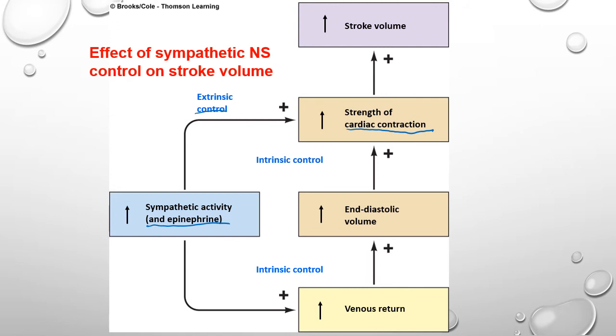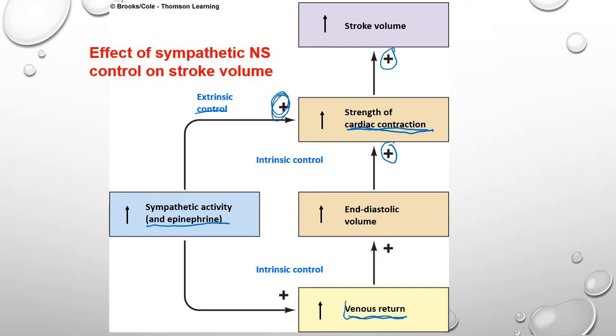If we had an increase in venous return, we would end up with an increased strength of contraction. Same thing with the end diastolic volume that we just looked at on the other side. So if our end diastolic volume goes up, that's going to lead to more stretch. More stretch leads us to a positive influence on strength of contraction, which then leads to a positive influence on stroke volume.